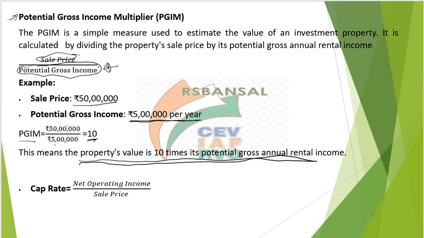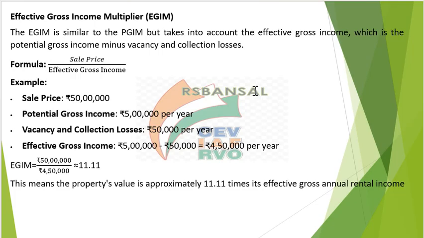Capitalization rate, you know, is net operating income divided by sale price, which you already know. Then the next thing is effective gross income multiplier. So first thing you must know is what is effective gross income. Let us suppose sale price is 50 lakh and potential gross income is 5 lakh.